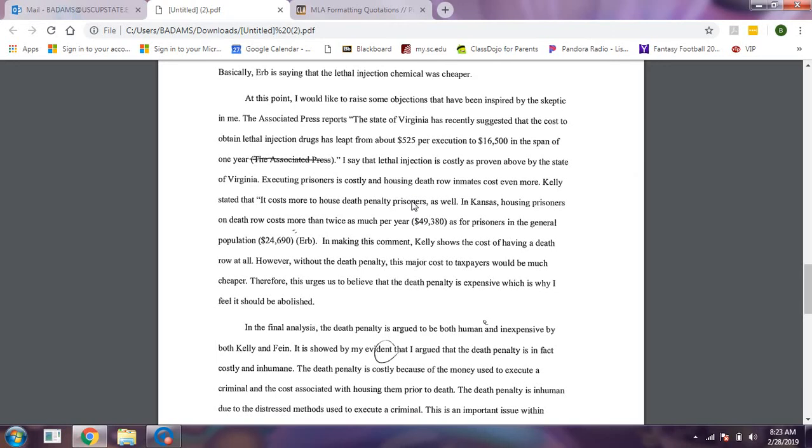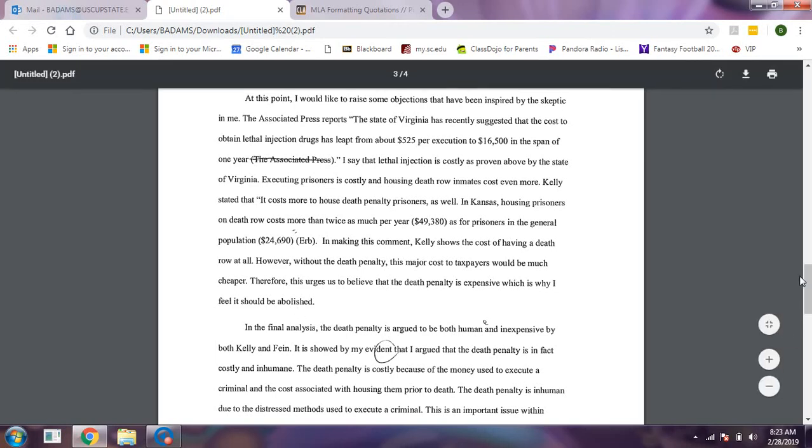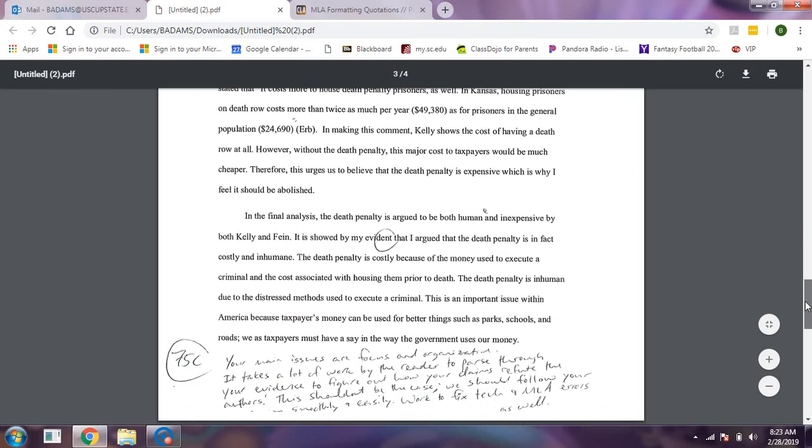This is another issue of focus and organization. He needs to be framing his responses in terms of what the author has said. And again, he's not arguing that it should be abolished, so he needs to quit focusing on this and focus on how it is that Fine is wrong.